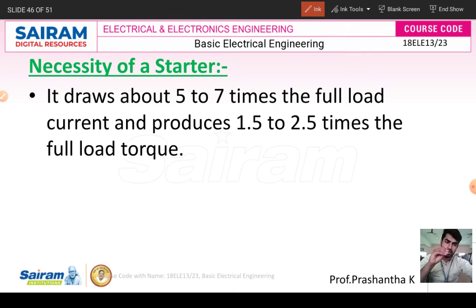If the rotor resistance is less, what happens? Definitely it draws more current, 5 to 7 times the load current. What does 5 to 7 times mean? If our induction motor carries a standard value of 5 amps or 10 amps, say in our laboratory we have a 10 amps induction motor, at the time of starting, if you give the power supply directly, it draws more than that 10 amps.